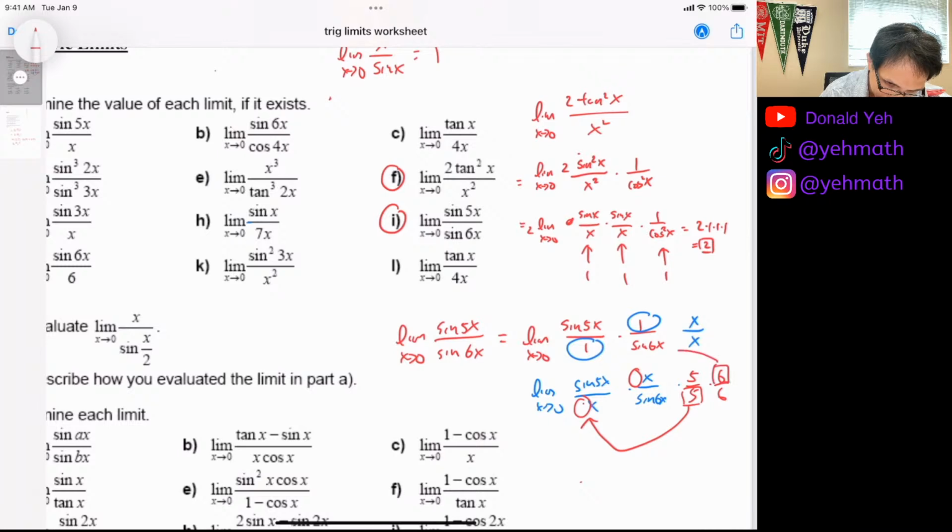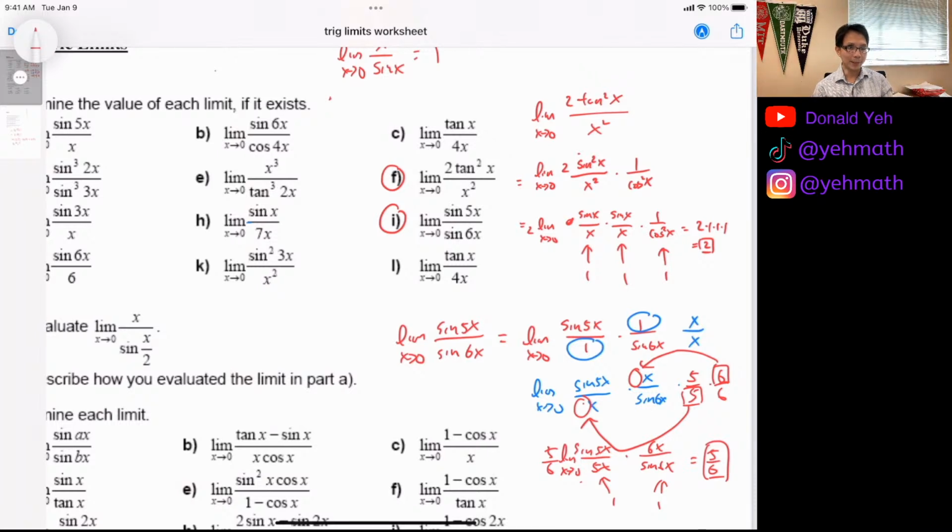And this 6 can move to here, and then 5 over 6 is going to be in the front. Does that make sense? Sine of 5x over 5x, now times 6x over sine of 6x. We already know this is a 1. This is a 1. So the answer is 5 over 6.